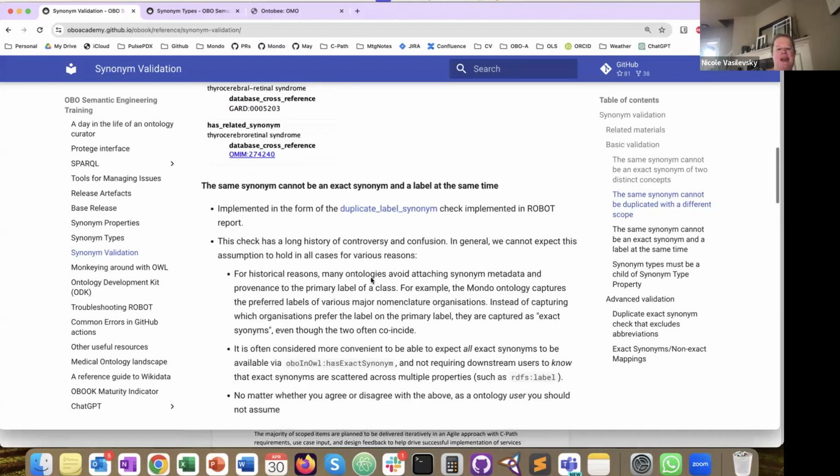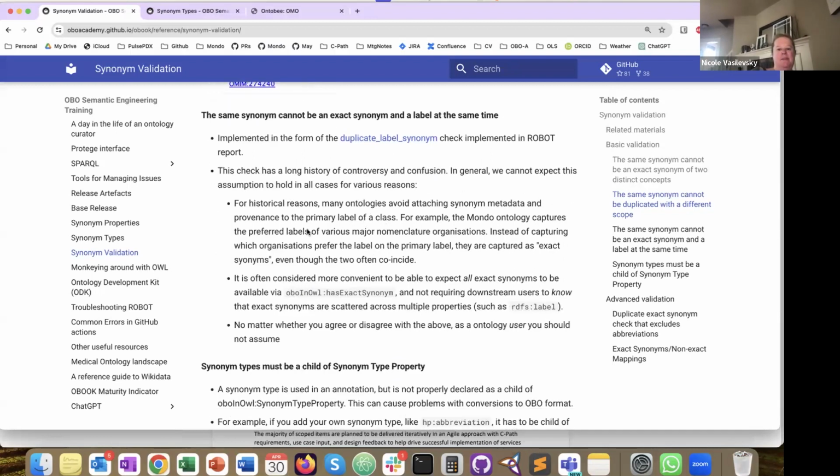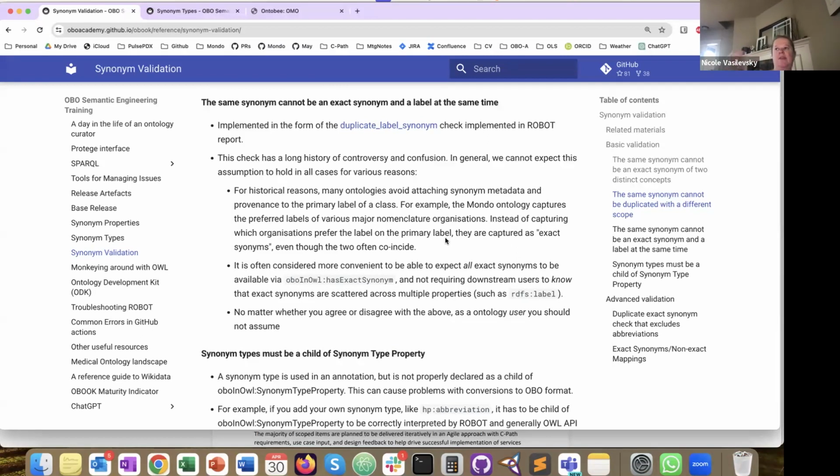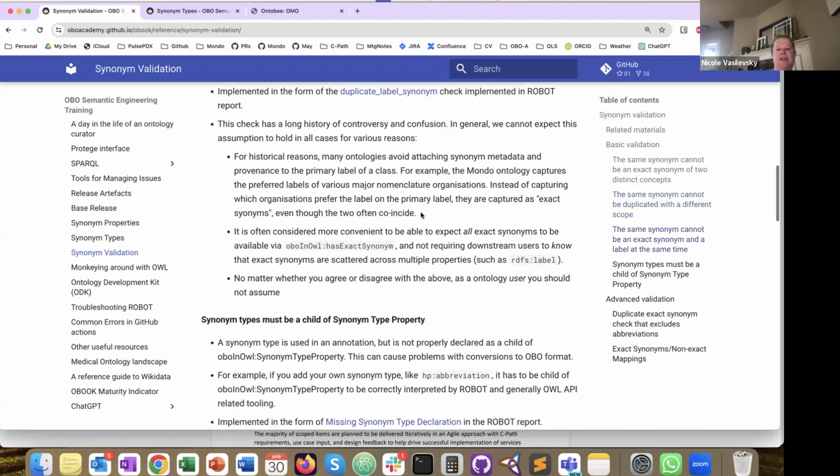Okay. So some of the checks. We have duplicate label synonym. In Mondo, for example, we often actually do have exact synonyms that are duplicated with the label, because we capture the preferred labels of many different terminologies and try to choose one primary label, but then we'll often add synonyms as exact synonyms as well.